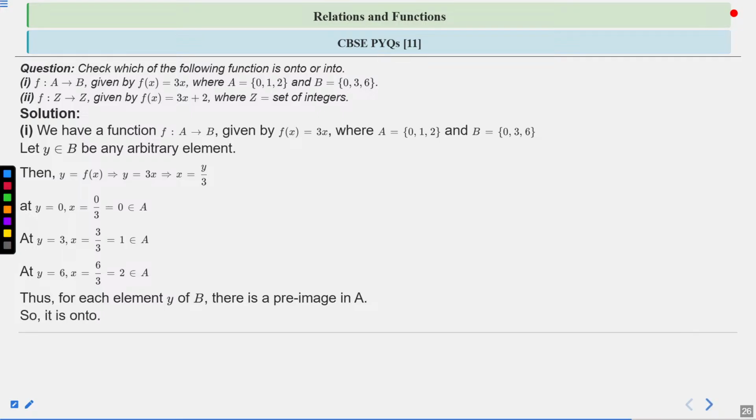So it is an onto function. Function 1 is an onto function, because for every element in set B, there is a pre-image in set A under the condition f(x) is equal to 3x, right? Okay, let us move to the explanation of the second question.